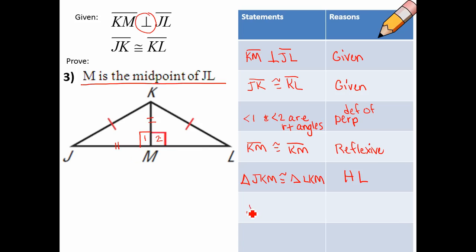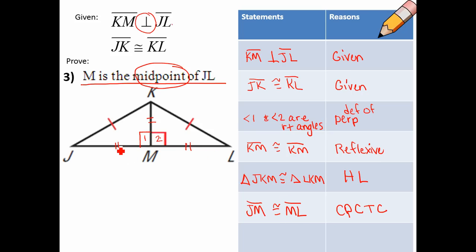I would say JM has to be congruent to ML. And why would that be? Why would those two segments have to be congruent? Don't use midpoint because midpoint's what we're trying to prove, not something that was given in the given information. But those two things would be corresponding parts of congruent triangles are congruent, okay? Because those two little segments there represent corresponding parts of two triangles that happen to be congruent, we know that those two pieces will match up or be congruent themselves.